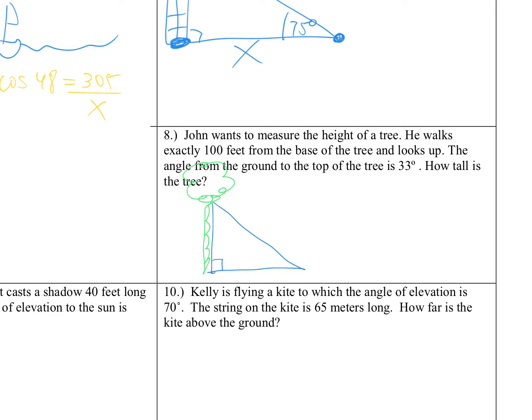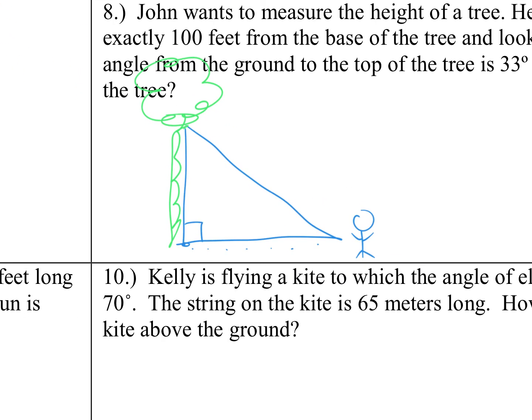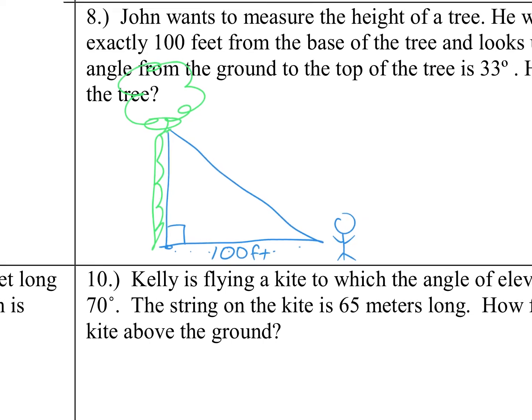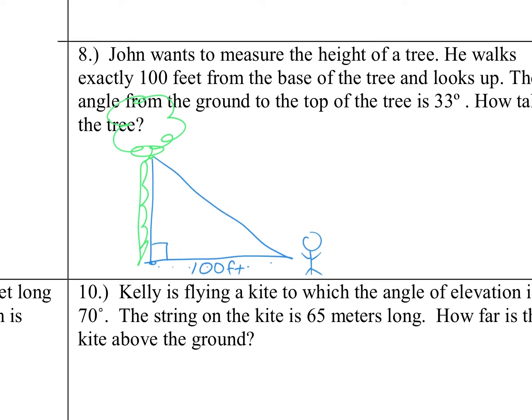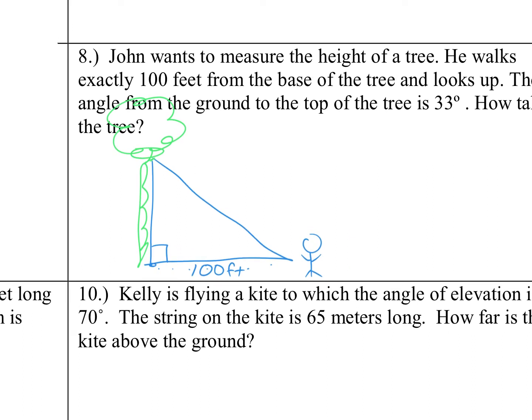So here was John. He walked. Now he's standing here and he's looking where? He's looking up. What does that 100 tell me? The horizontal. That's how far he walked. They told you he walked 100 feet. And he's looking up. It says the angle from the ground to the top of the tree is 33. Where does that go? Right here in the corner.